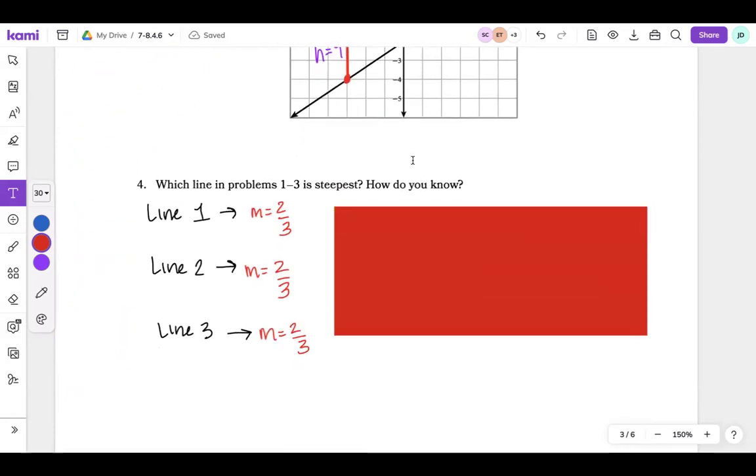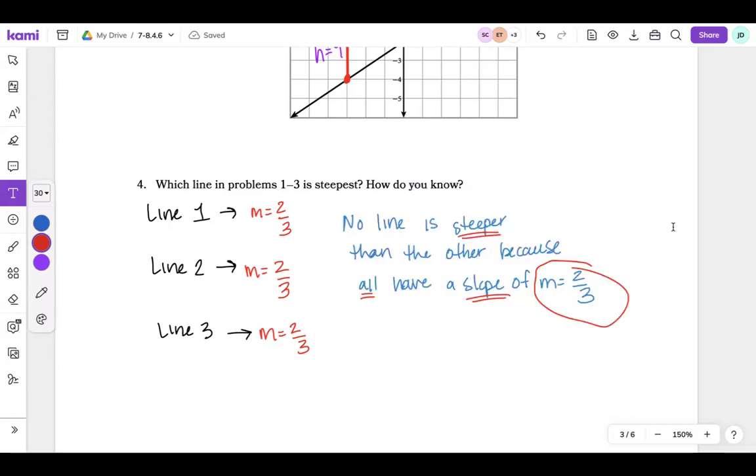So for number 4, it's asking which line is steepest. And we know steepest is whatever has the greatest slope, but in this case, the slopes are all the same. This means that none of the lines are steeper than the others, because they all have a slope m equals 2/3. So they are all the same. That is to say, if the slope is the same, the lines are equally steep.